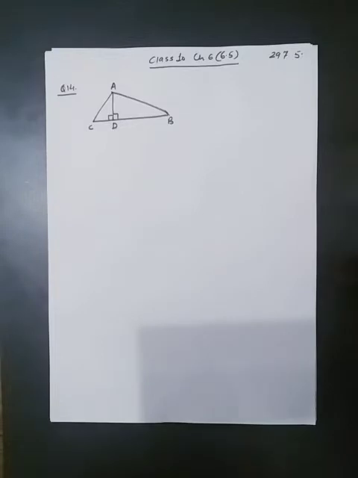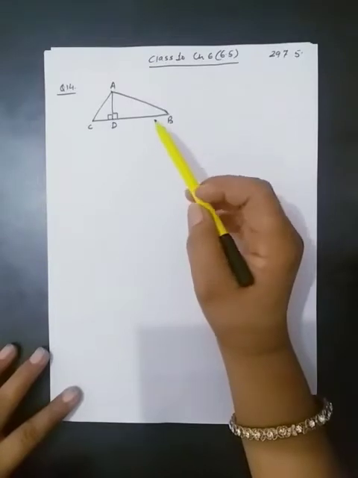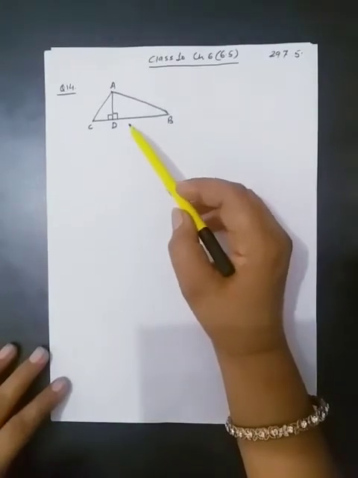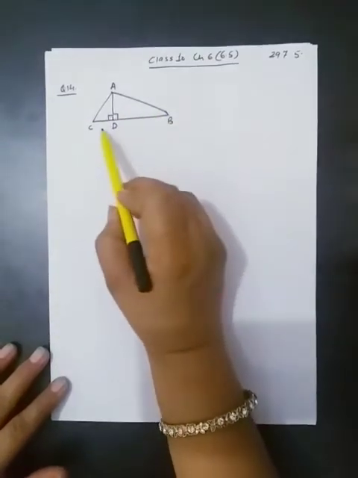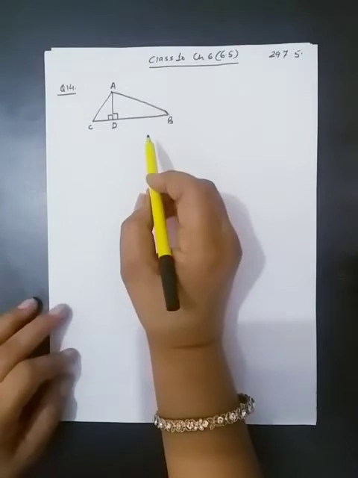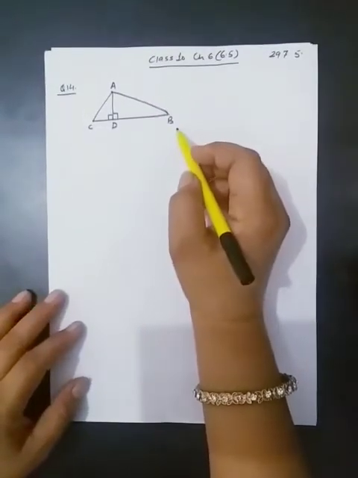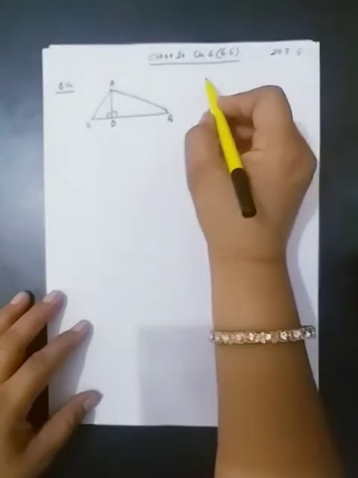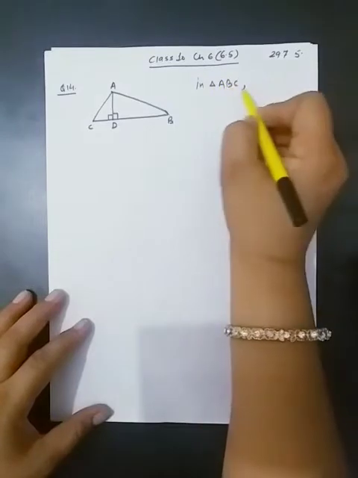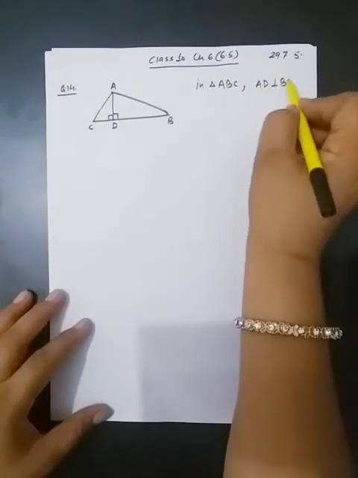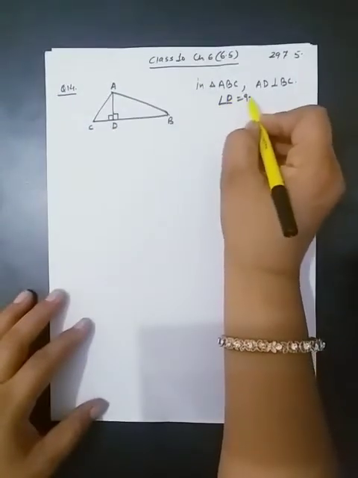Next, question number 14. The perpendicular from A on side BC of triangle ABC intersects BC at D such that BD is 3 times of CD. Prove that 2AB square is equal to 2AC square plus BC square. So, in triangle ABC, AD is perpendicular to BC. It is given. So, therefore, angle D is of 90 degree.